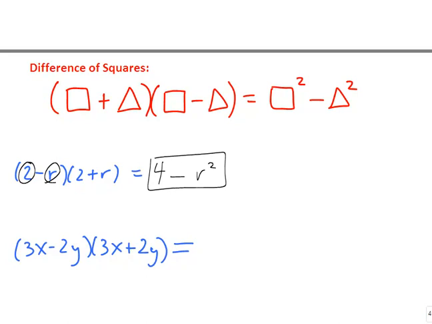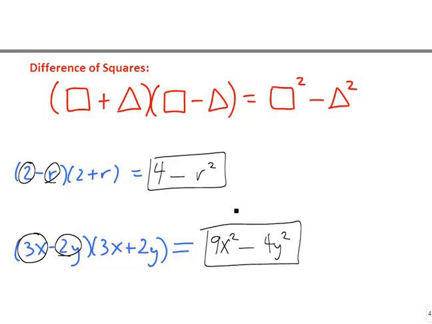So for example, on the next one, again we have the same expressions but opposite signs, so it's a difference of squares pattern. So all I have to do is square the first term. 3x quantity squared becomes 9x squared. Square the second term. 2y quantity squared becomes 4y squared. And no middle term, and a difference in the middle, so we get 9x squared minus 4y squared.